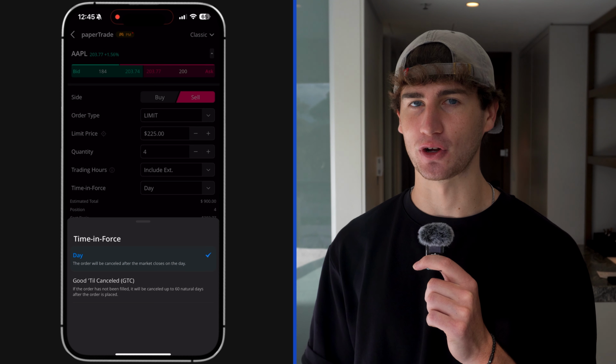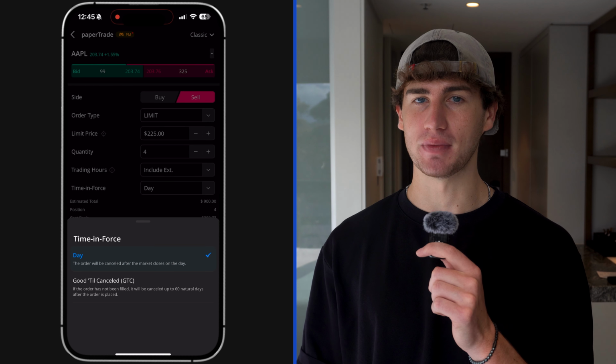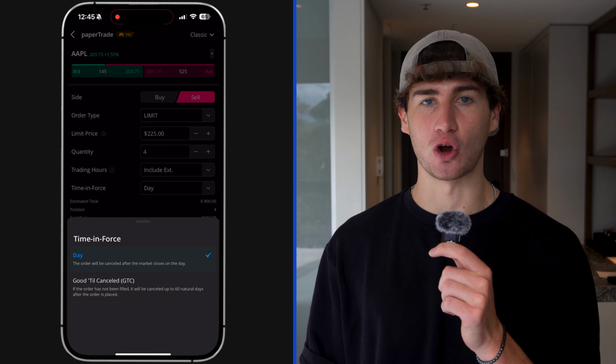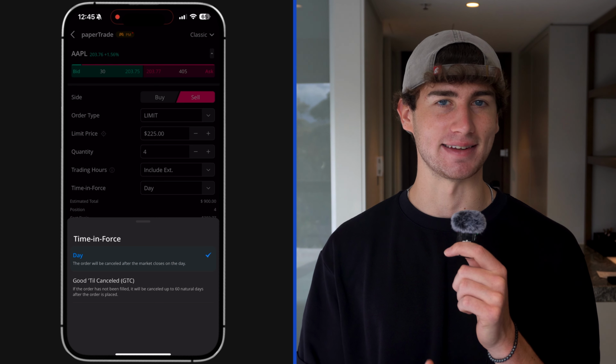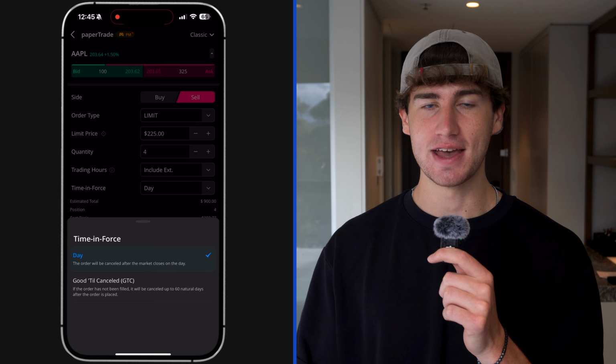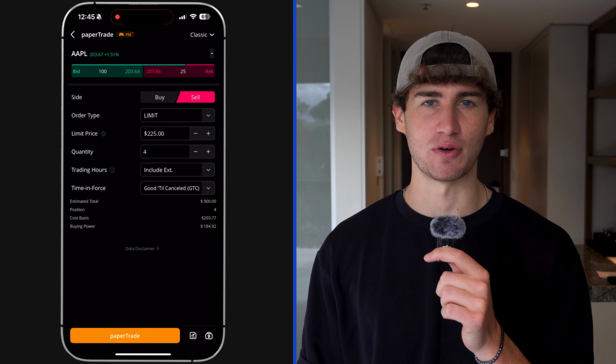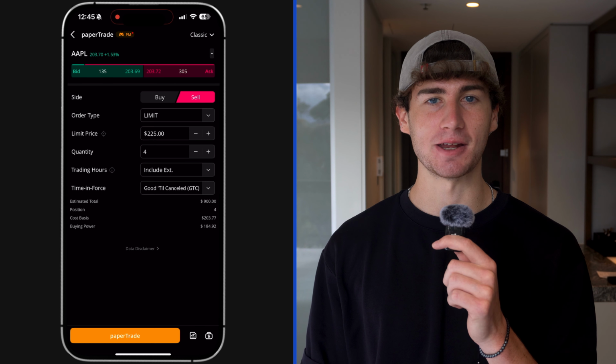This controls how long your order stays open before it automatically cancels. So if we select good till canceled, our order will stay open for 60 days. And if Apple's share price never hits $225, the order will cancel and we'll keep our shares. You'll see the estimated amount you'll receive at the bottom, then hit paper trade.